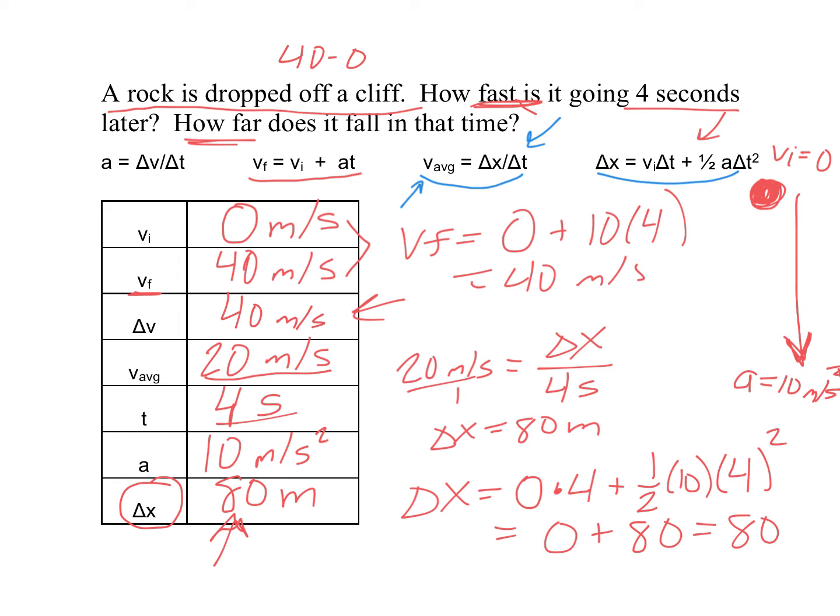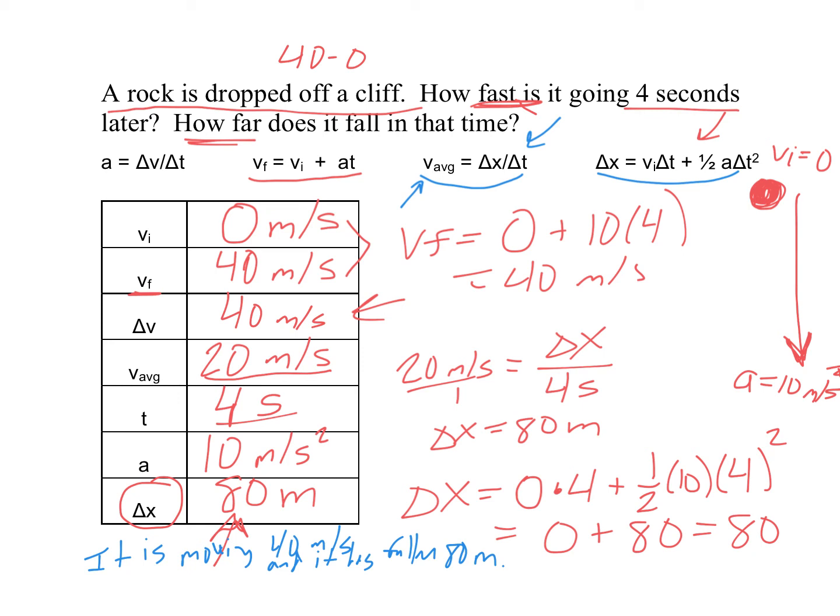If I were reporting this on a question, how fast is it going 4 seconds later? I would actually want to write out the answer, because the chart itself is not an answer, it's a tool. So I would say it is moving 40 meters per second and it has fallen 80 meters. I would want to somehow translate that into an answer.